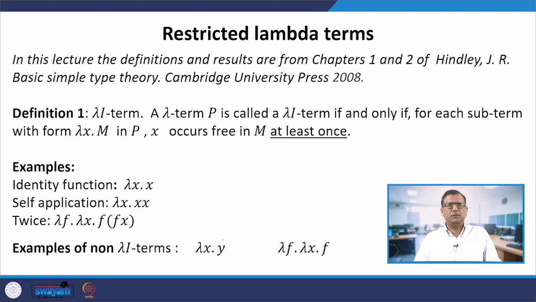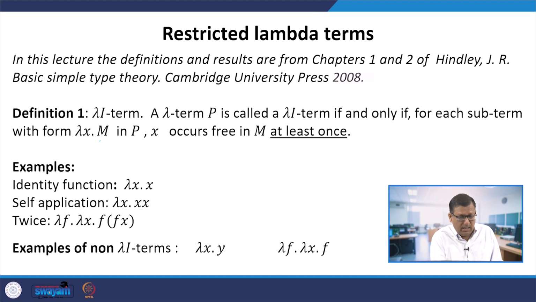The first among these classes of restricted lambda terms is called the lambda I term. I means the identity function. A lambda term P is called a lambda I term if and only if for each subterm of the form lambda x dot M in P, x occurs free in M at least once. So the idea is that if you have a lambda term, we look at the subterms, identify subterms of the form abstraction lambda x dot M, and see that x occurs free in M, that means inside M, x should be there at least once.